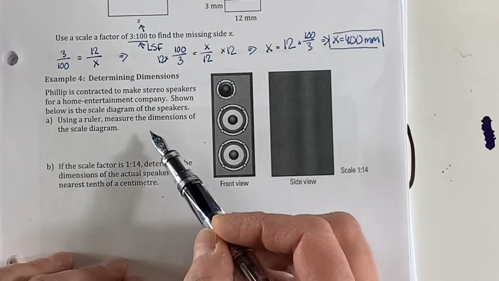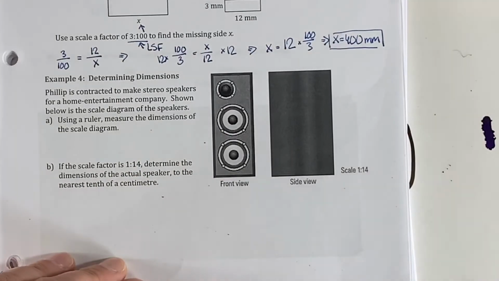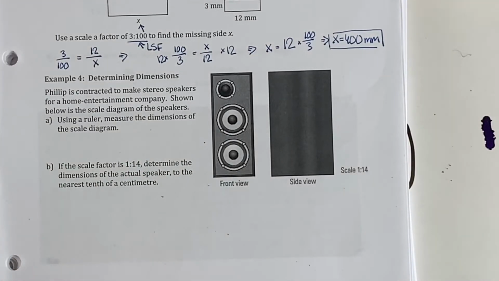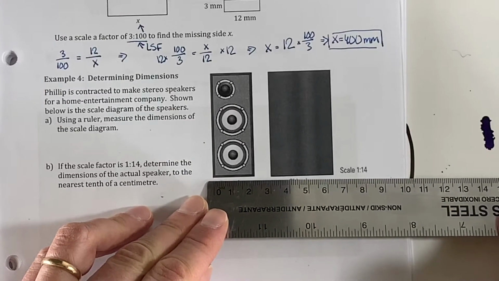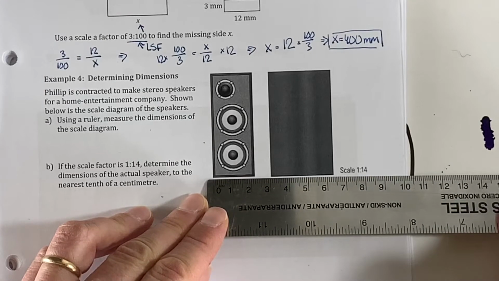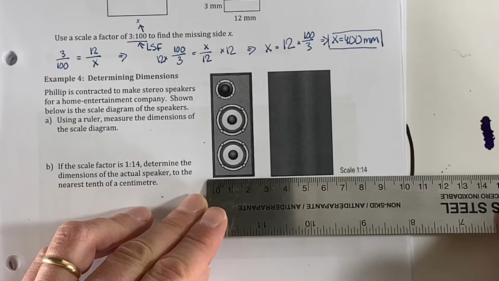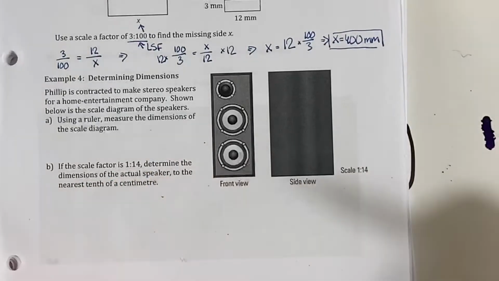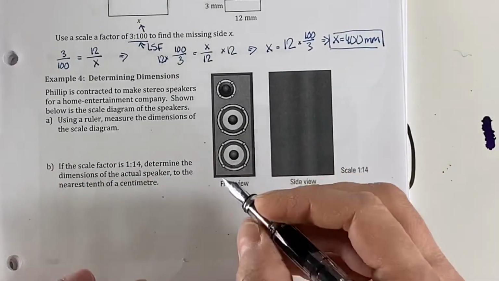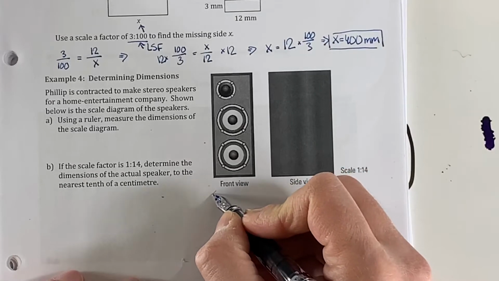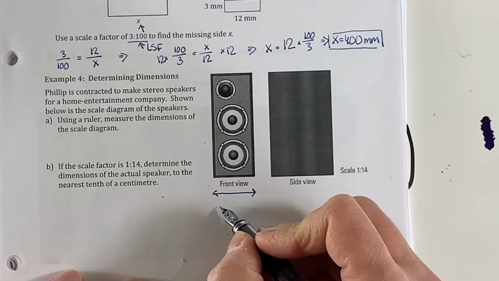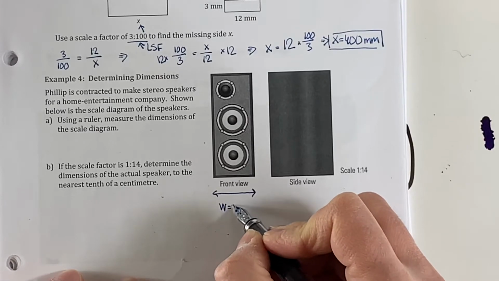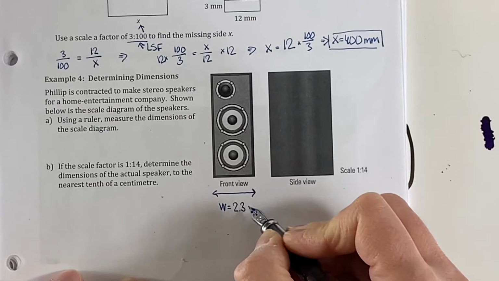Using a ruler, measure the dimensions of the scale diagram. So the width of the speaker looks like it's 2.3 centimeters. We can work here in millimeters or centimeters. So this dimension here, we're going to call that width, or W, is 2.3 centimeters.